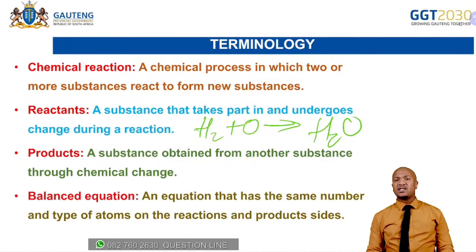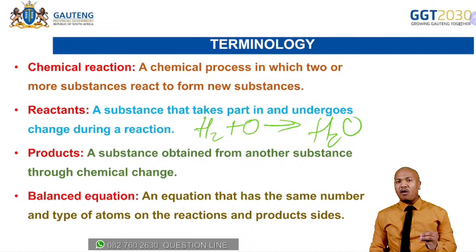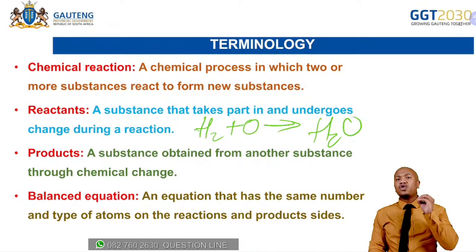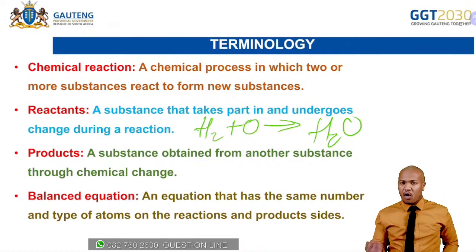Now, balanced equation. A balanced equation is an equation that has the same number of atoms on the reaction side and on the product side. But not only the same number of atoms, it is also the same type of atoms, or same elements per compound, on the reaction side and the product side.